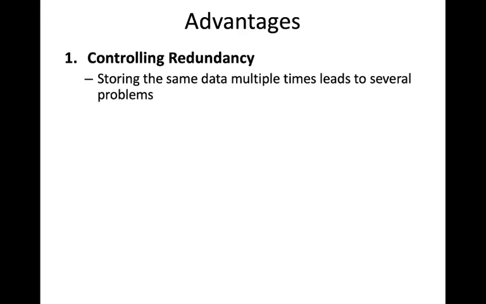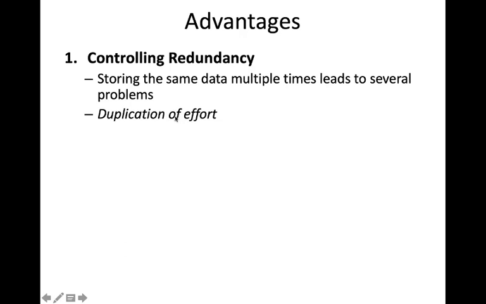In earlier days when we used the file system, different applications would use different files. If I want student records, student details, and I want to run an application program, I will create my own program and my own files. Then another person who wants the same data will create his own files and own programs. So the problem is there will be redundant information everywhere, and if there is redundant information, there will be inconsistent data. So controlling redundancy is needed because storing the same data multiple times leads to several problems.